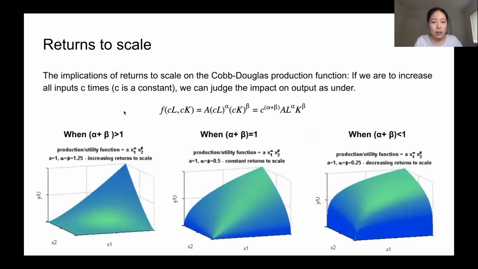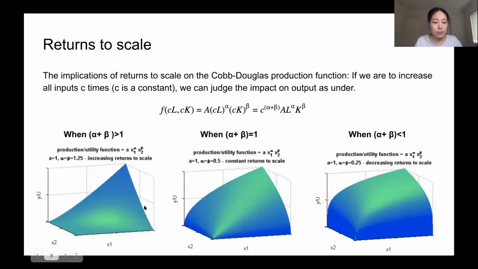First, let's talk about returns to scale. Returns to scale measure the change in output that results from a proportional change in input. So if we increase our input C times, we get this equation: C to the alpha plus beta times the original function. The key here is to look at alpha plus beta. When alpha plus beta is greater than 1, it is called increasing returns to scale.